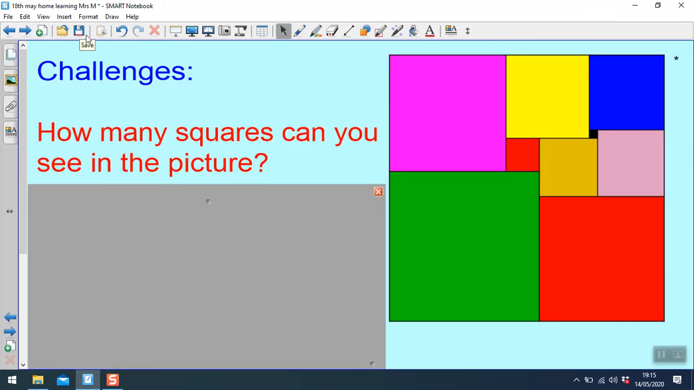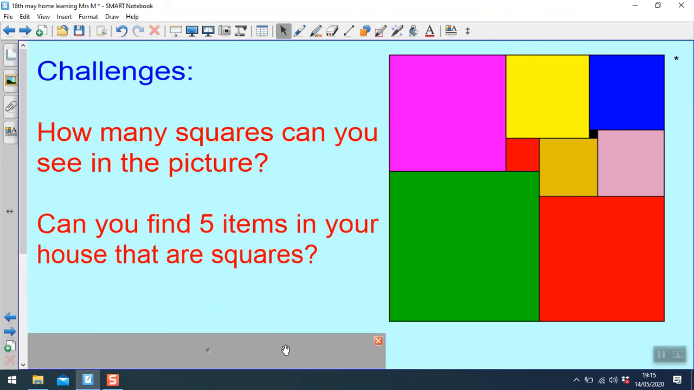Now this is your last slide. You've got some challenges to do. How many squares can you see all together in the picture? Pause the video while you count them. Let's have a look. So we've got 1 here, 2, 3, 4, tiny one here, 5, 6, 7, 8, 9, and then I've got this one all around the outside. So I have counted 10. If you count anything different, then let me know.